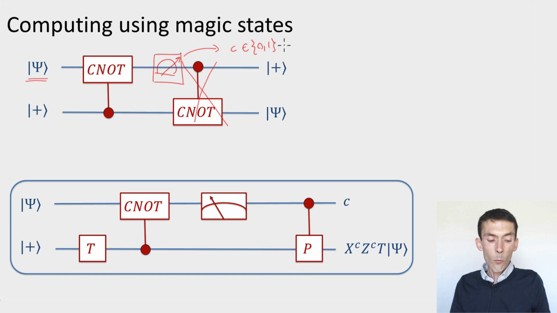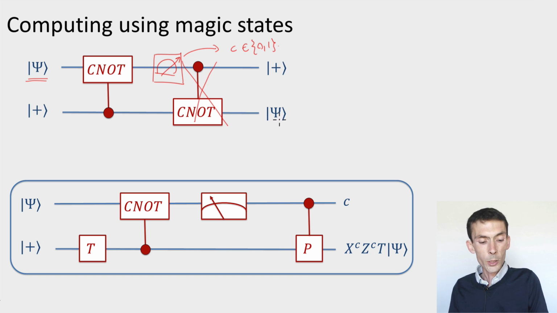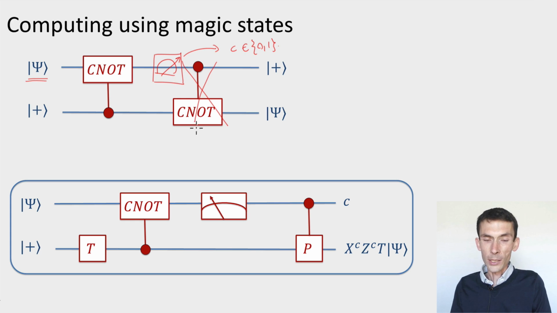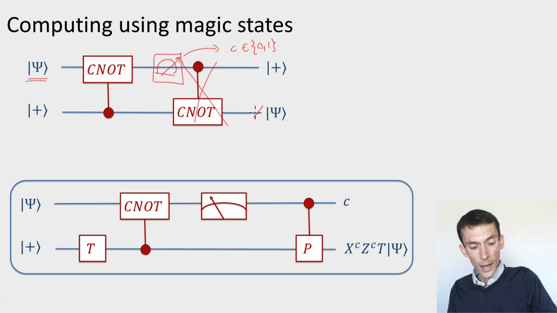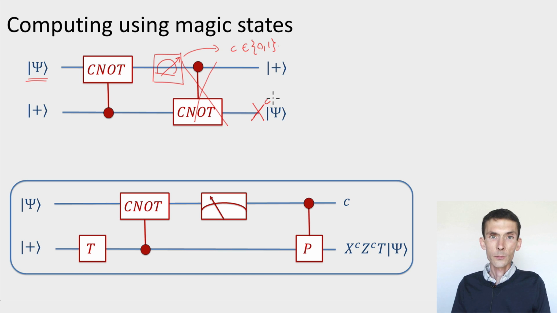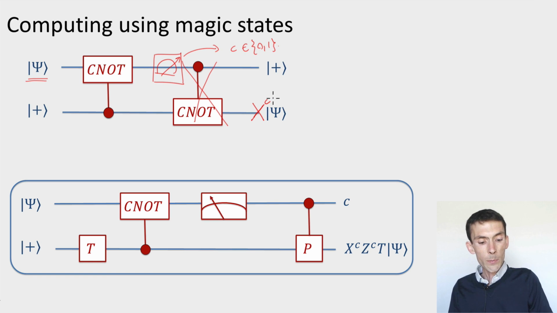Then what do I know? Well, I know that if I had applied a CNOT gate instead of doing this measurement, the state here would have been psi. Now I measure and I see a C. It means that the state is psi, except if C is 1, in which case it's X psi, because the CNOT would have given me psi, and CNOT, if the first wire is 1, corresponds to applying an X on the second wire. So if C is 1, I have X psi. If C is 0, I have psi, which means I have X^C psi. So in this way, I've implemented an X^C gate on psi, where C is just a random bit, the outcome of that measurement.